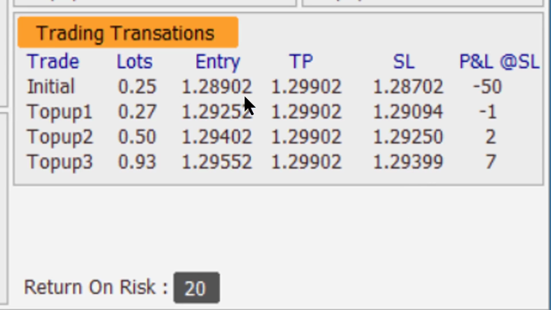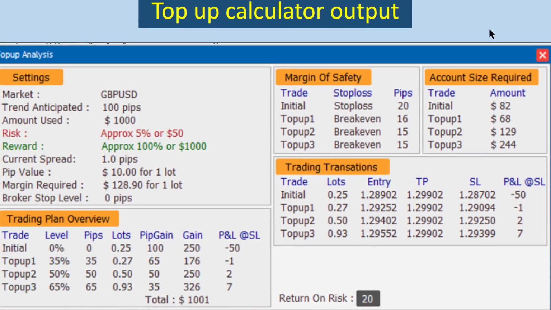So, but this is a good kickoff. It shows you where to enter your pending orders and your market orders depending on what style of trading you will do. And it says the risk on return is 20 times. So in other words, you're risking 5% to make 100. That's a 20 times return on your risk. So that is the current top-up calculator output.